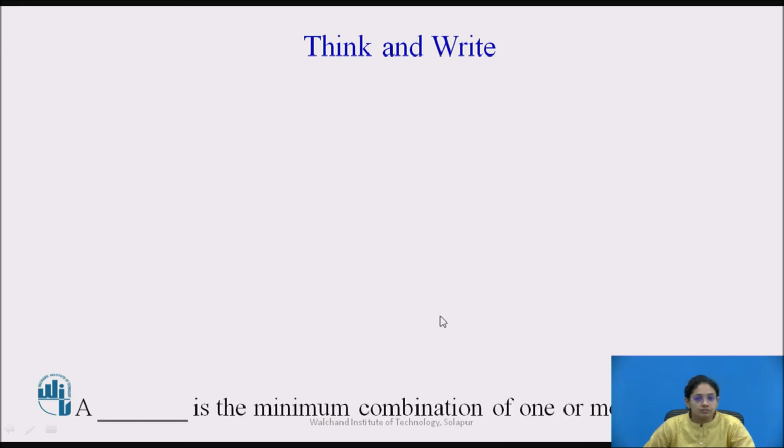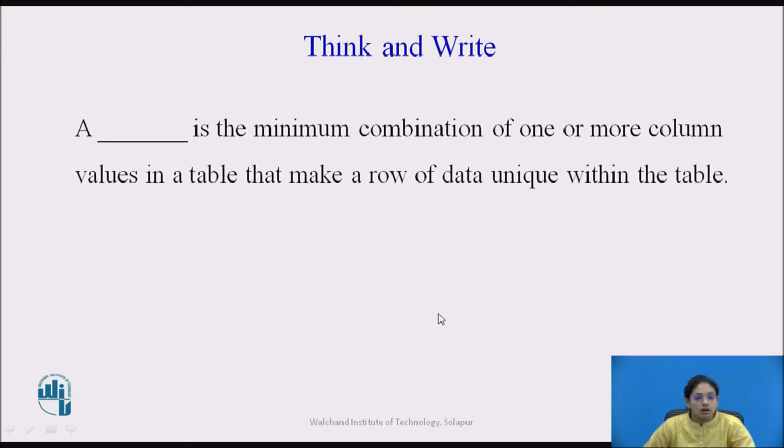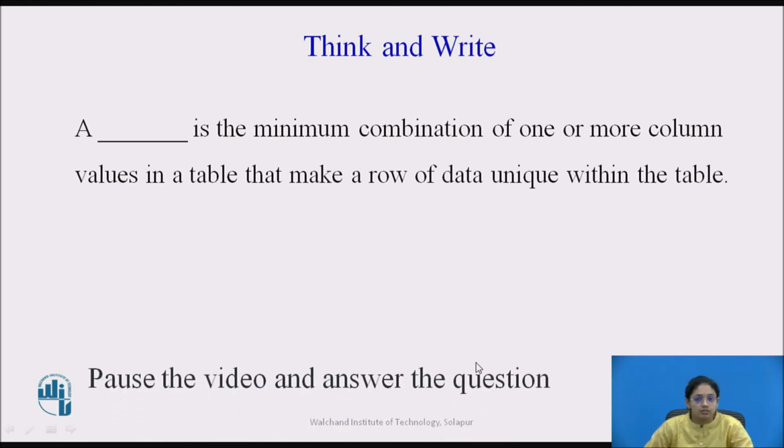Think and write. A blank is the minimum combination of one or more columns' values in a table that makes a row of data unique within the table. Pause the video and answer the question.